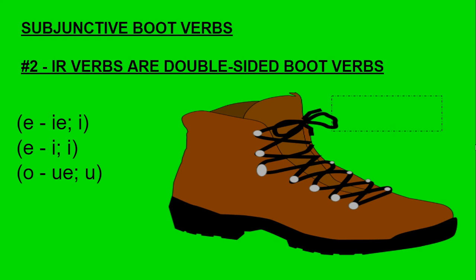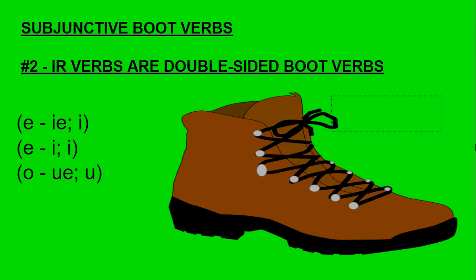So in the subjunctive, IR verbs are double-sided boot verbs. Okay, so I drew you a boot right there, and I drew you a little box with dots out here on the right side. So they would change inside the boot and right there in the nosotros. So look on the left side of your screen. E to IE verbs in the nosotros form would change to an I. E to I verbs would change to plain I. O to UE verbs would change to a U. So you know I always give you what's in parentheses. It's just important that you know what to do with it.